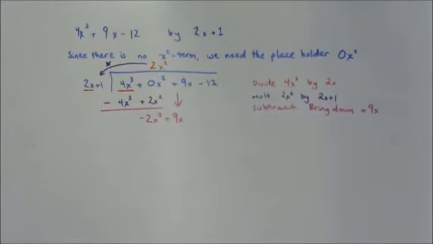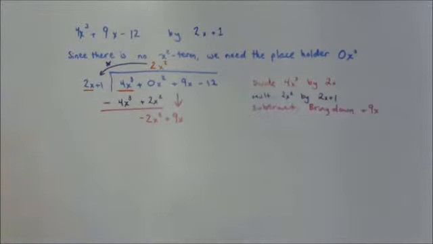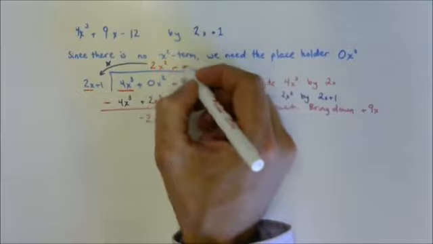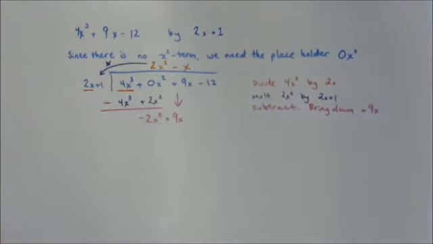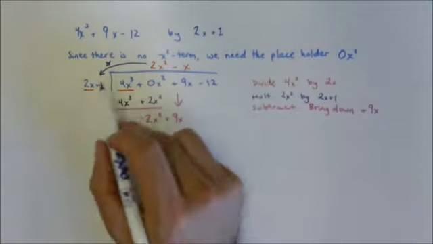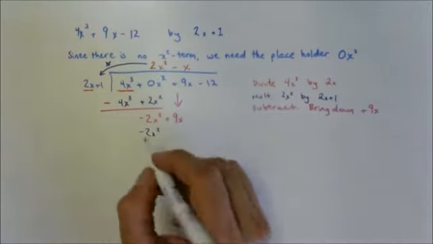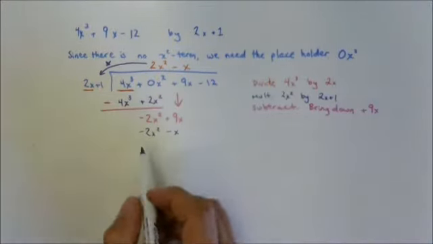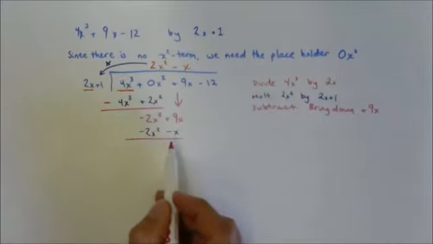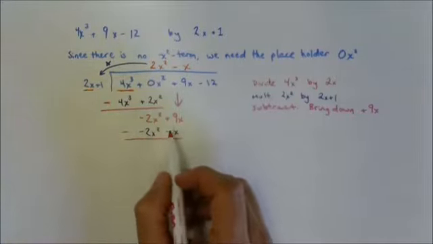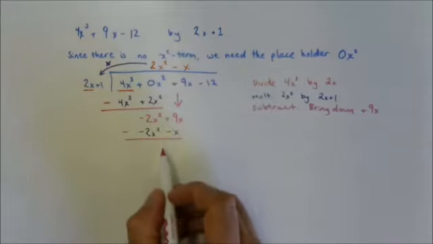And repeat. How many times does 2x go into negative 2x squared? Goes in negative x times. And multiply back down in purple. Negative x times 2x is negative 2x squared. Good job. Negative x times 1 is negative x. Subtract. 9 minus negative 1. 9x plus x, that's 10 x's.